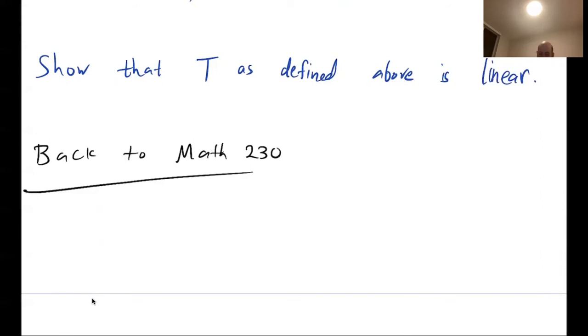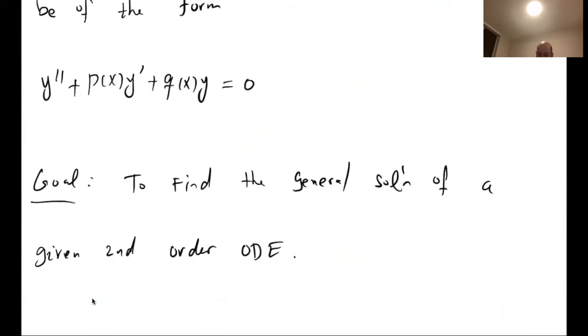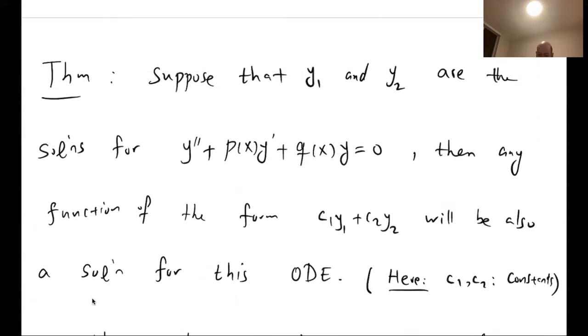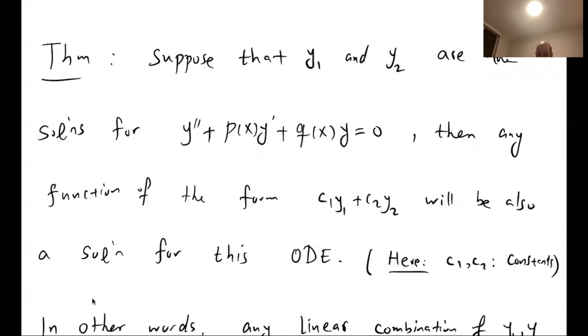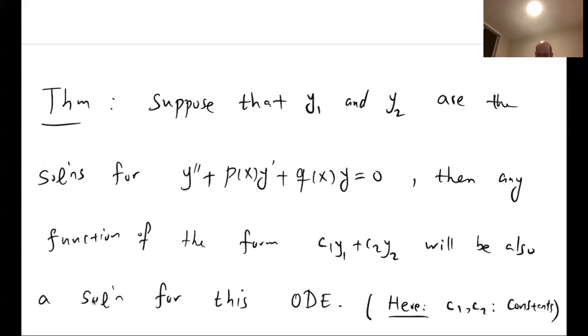So these were some basic review from Math 252, basic concepts. Now, if you remember, in the beginning of the class, we were trying to prove a theorem. This theorem was saying that suppose that y1 and y2 are solutions for this differential equation, for this ODE, and you want to show that any linear combination of the form C1 y1 plus C2 y2 will also be a solution for this ODE. So let me call this one theorem star.